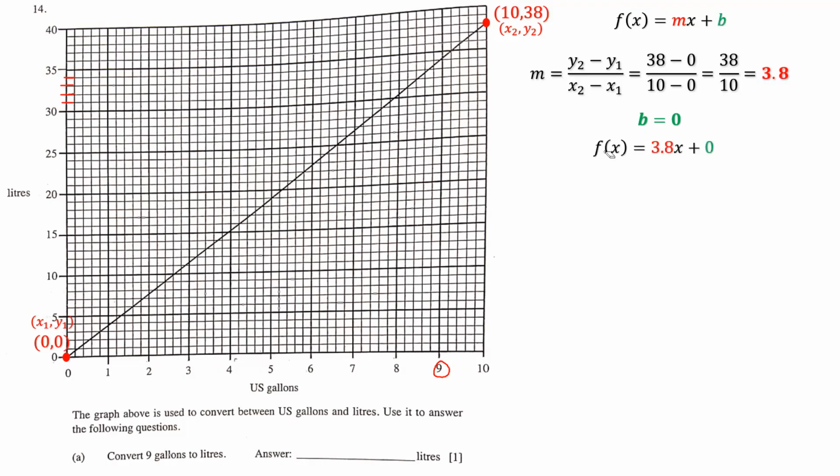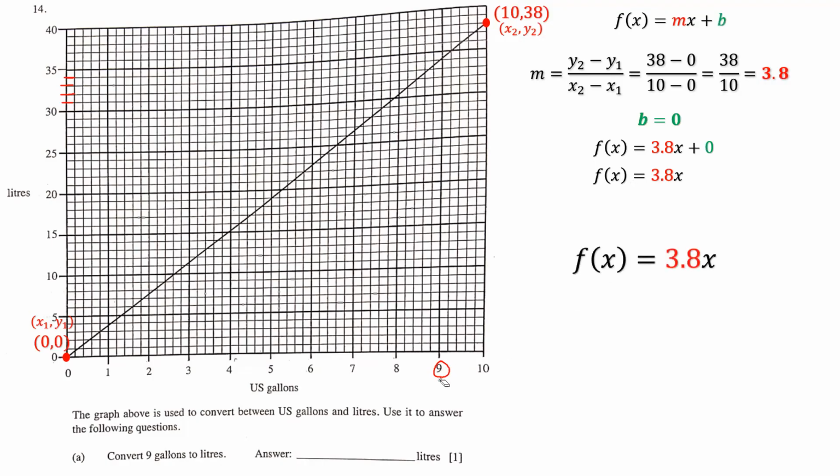So that means that the linear function that represents the same graph is f of x equals 3.8x plus 0. Since it's plus 0, we just have f of x equals 3.8x. And this is very powerful because this can tell us the precise value of each one of these x values, and we don't even have to look at the graph. We literally have the function algebraically. And so we have f of x.